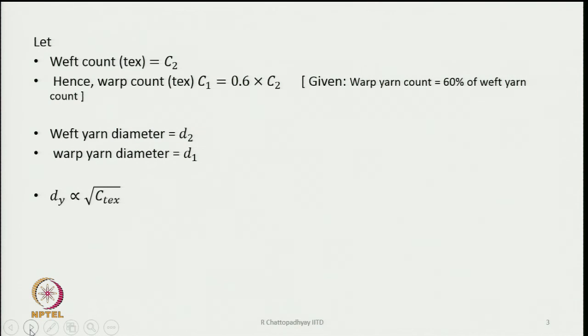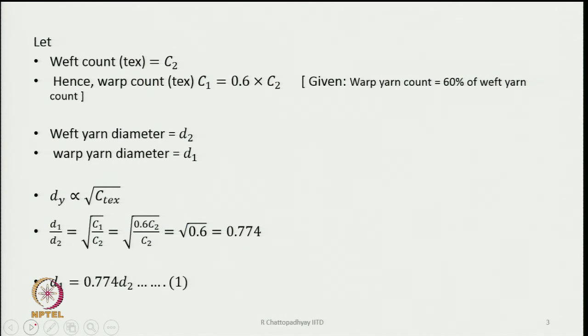But we know that d is proportional to root over count. Count is expressed in Tex units. So, d is proportional to root over C in Tex. Therefore, d1 by d2 is going to be root over C1 by C2, that is root over 0.6 C2 by C2, and hence it is going to be root over 0.6, that is 0.774. As a result, diameter d1 is going to be 0.774 d2.